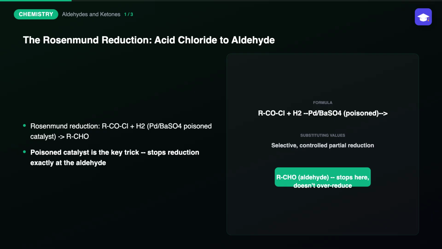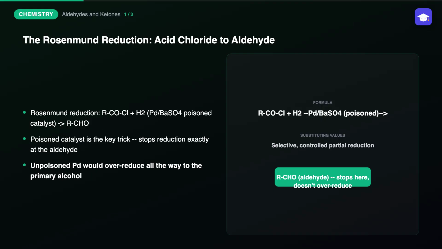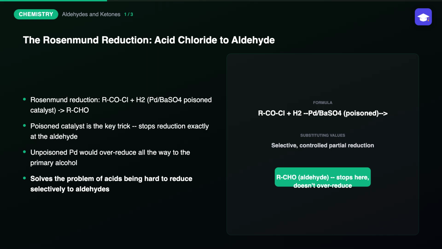Plain palladium catalyst would keep reducing the aldehyde product further, all the way down to a primary alcohol, but the barium sulfate poison catalyst is deliberately weakened enough to stop the reduction at exactly the aldehyde stage, giving genuinely controlled, selective partial reduction. This method is genuinely valuable precisely because directly reducing a carboxylic acid to an aldehyde is otherwise quite difficult. Most reducing agents either don't react with acids at all or reduce them completely down to the alcohol, skipping the aldehyde stage entirely.